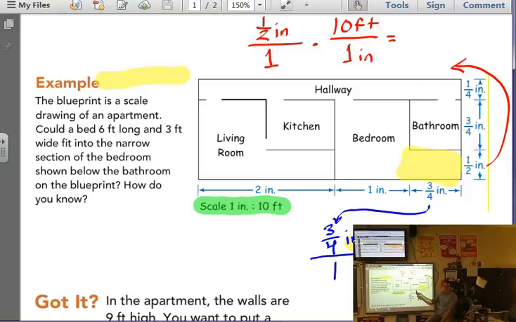What did you get for the length of the bedroom area? Do you have it solved yet, Manasa? You got the length? What is it? It's 7.5 feet. 7.5 feet. So the bed will fit in length. What about the width, Sean? 5 feet. Will the bed fit? Yep.